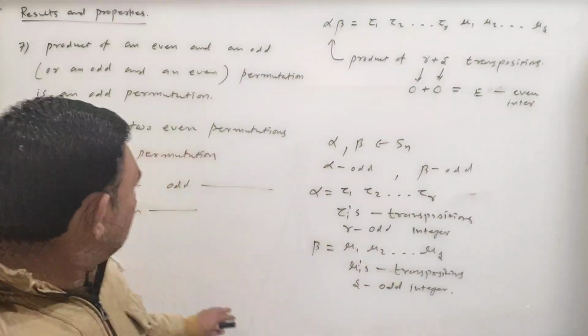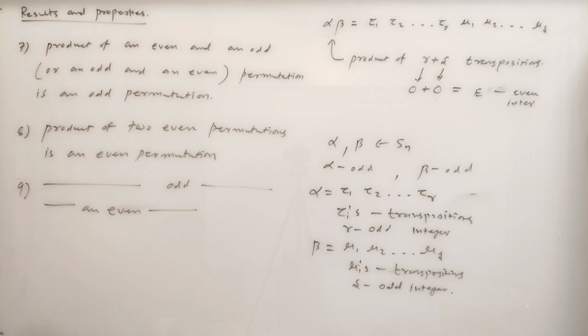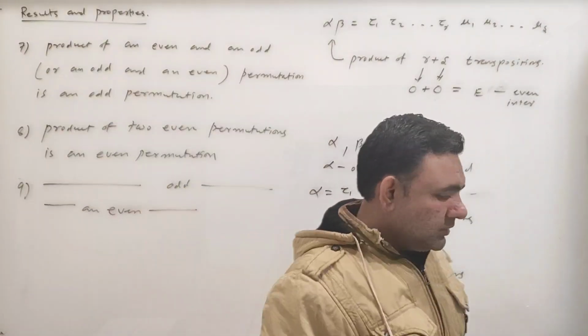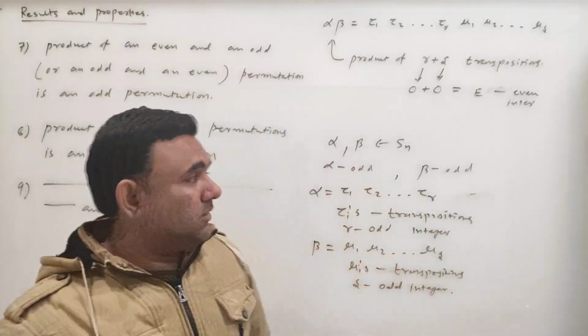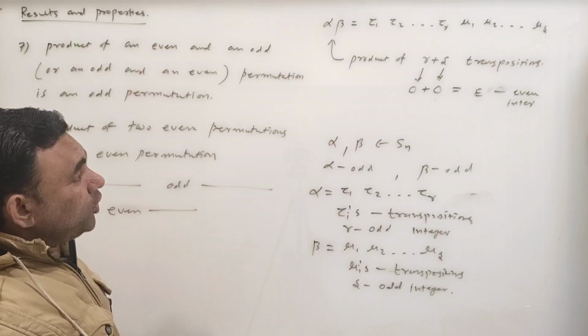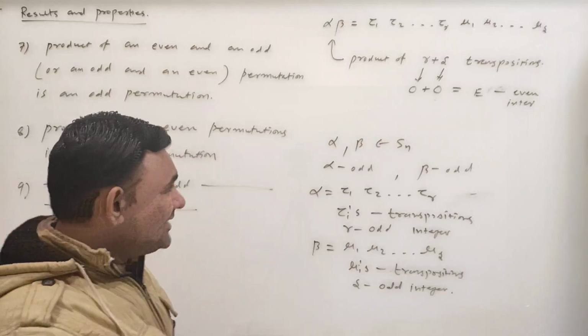But it is quite obvious. So these are some results about the nature of permutations, even or odd, and what about the nature of the product of permutations?